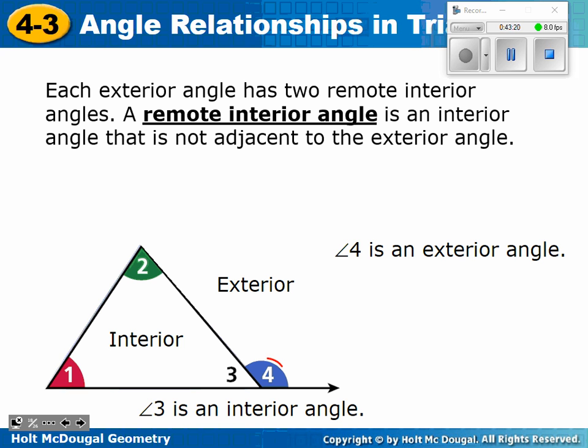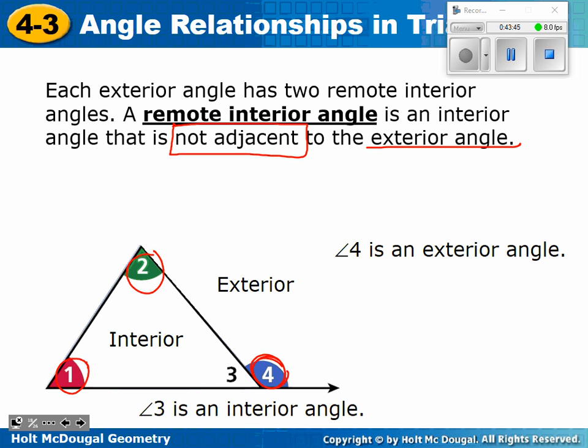Angle 4 is the angle that is outside the triangle. This says that angle 4 should equal the sum of angles 1 and 2. 1 and 2 are called remote interior angles. They are the angles that are inside the triangle that are not adjacent to the exterior angle.